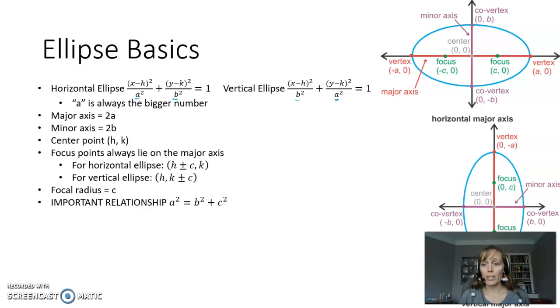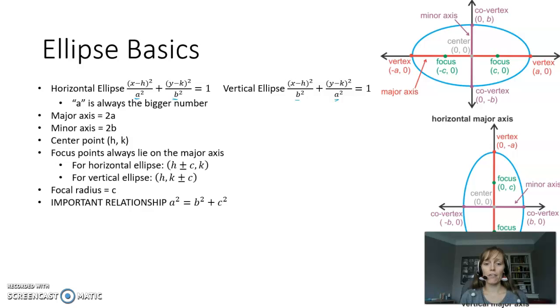The center point can be moved around for an ellipse, and so you'll notice that the center point in an equation is found up here with the x's and y's. We've been really familiar with this, so this should be something that you're comfortable with. And then we have what are called focus points. These focus points here are a distance that we're going to call C, so C distance from the center, and they always lie on the major axis.